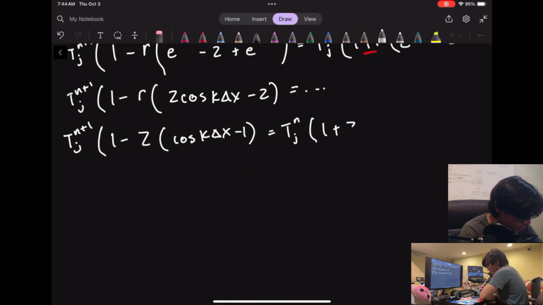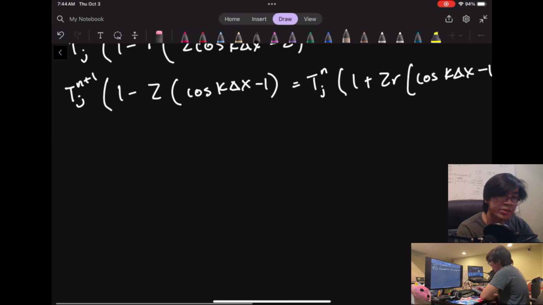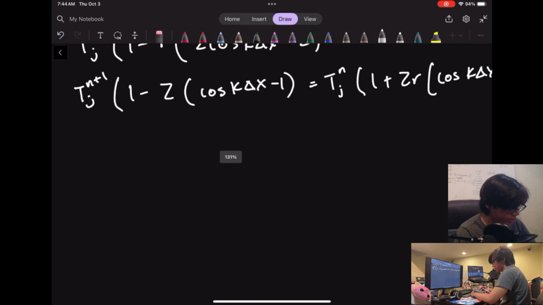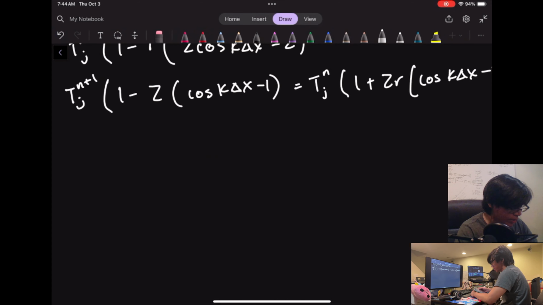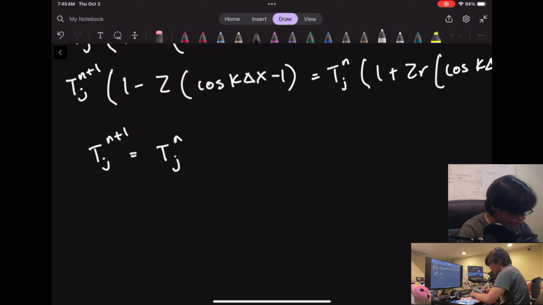1 plus 2r, and then cosine k delta x minus 1. And you'll notice that's the only difference between the two, that sign, as I mentioned before. So moving forward, I'm going to get the same expression as what we were going for when we did the von Neumann stability analysis for our original differencing, the backwards differencing.